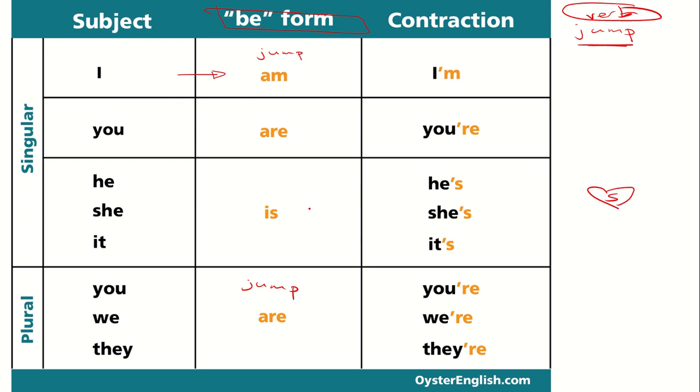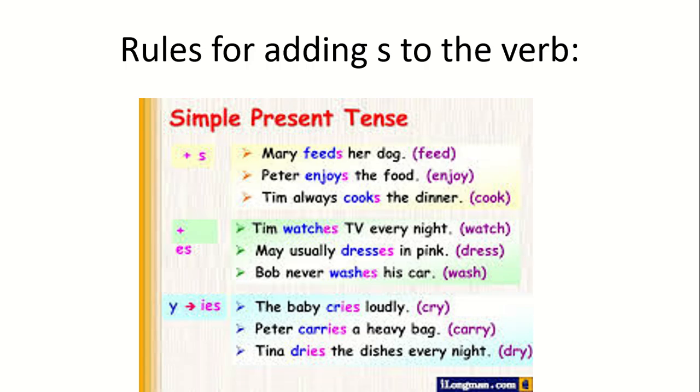But he, she, and it, they love S. So when it comes to he, she, and it, we will write our verb jump. Remember he is a boy or a boy's name. She is a girl or a girl's name. It is a thing, one thing. If we see these words, we will say jumps. We put an S on the end. Okay, so we add an S to the end of our verb, the doing word. So this is our rule for present time.